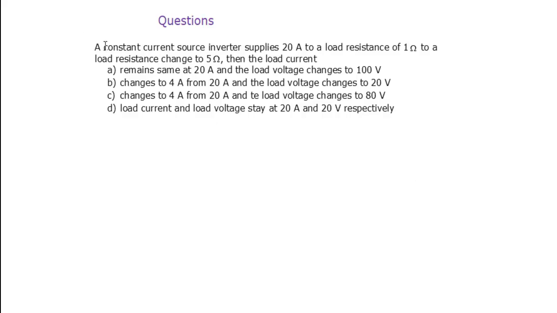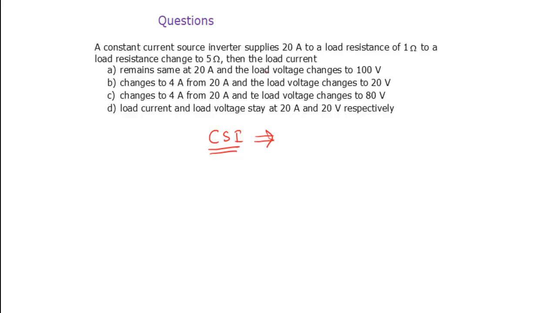Next, a constant current source inverter supplies 20 ampere to a load resistance of 1 ohm. If the load resistance is changed to 5 ohm, then the load current is? You can see all the options, but here it is given as a CSI. Remember, it is CSI. I told you CSI is nothing but the dual of the VSI.